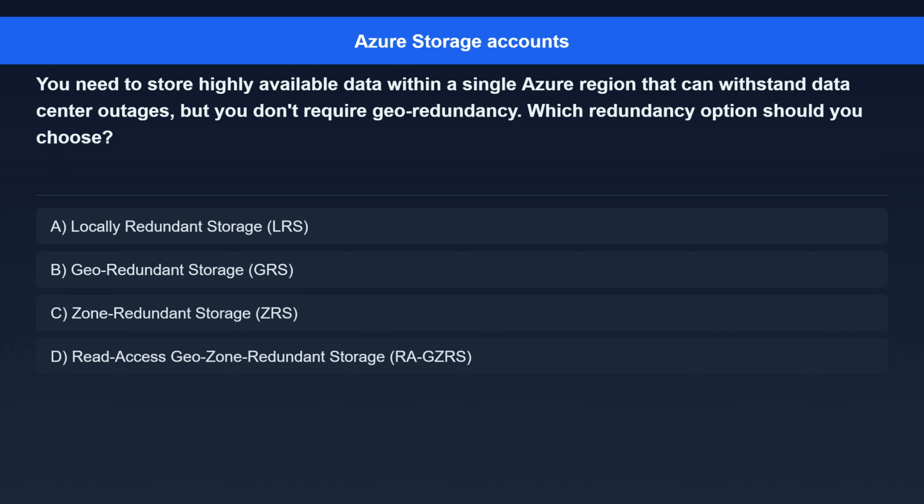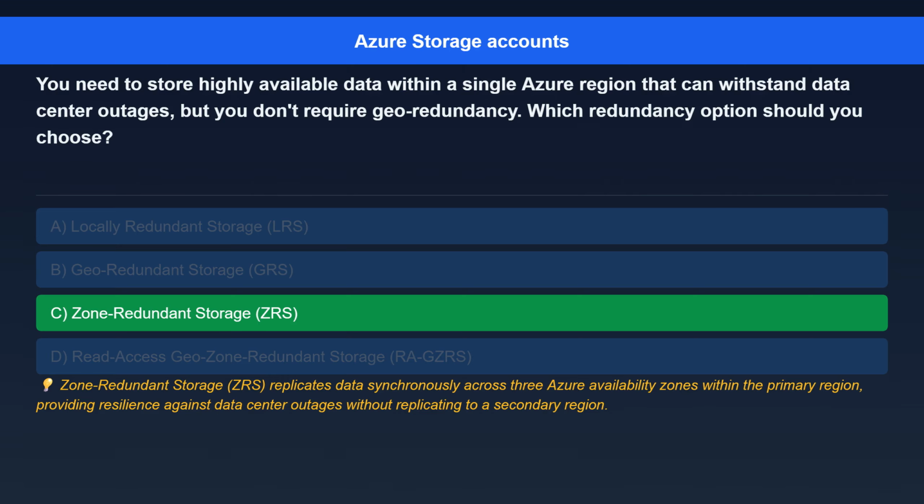Question 2. You need to store highly available data within a single Azure region that can withstand data center outages, but you don't require geo-redundancy. Which redundancy option should you choose? Option A. Locally redundant storage, LRS. Option B. Geo-redundant storage, GRS. Option C. Zone redundant storage, ZRS. Option D. Read Access Geo-Zone Redundant Storage, RA-GRS.